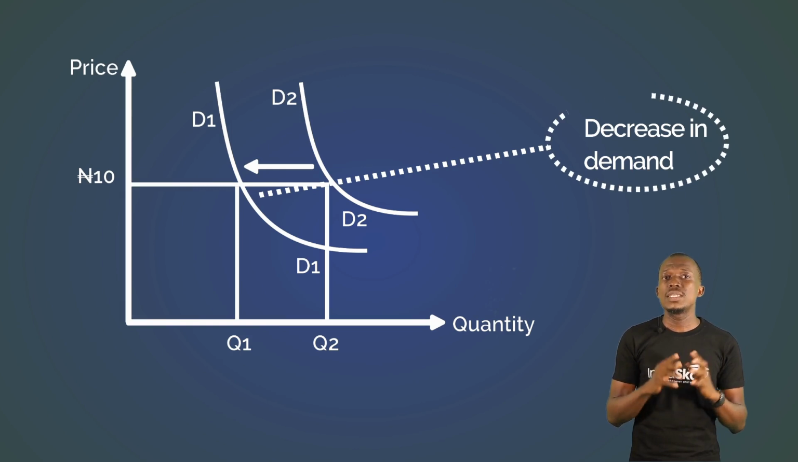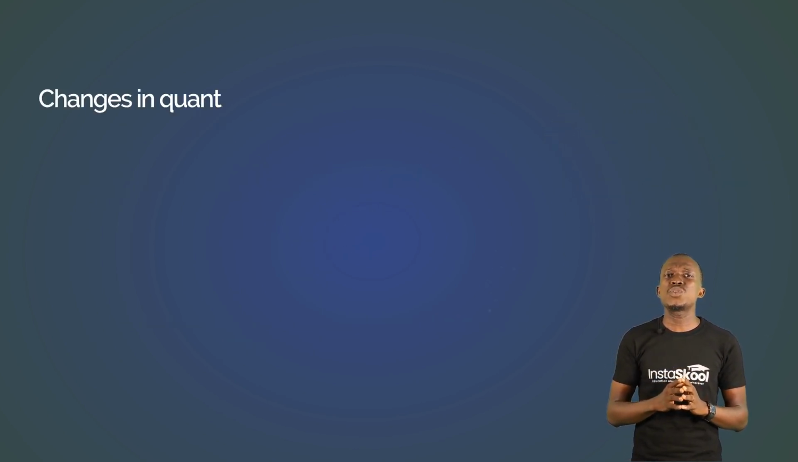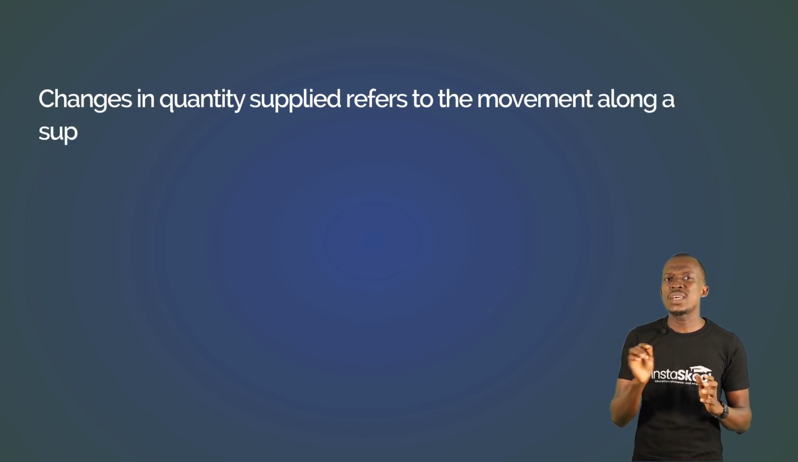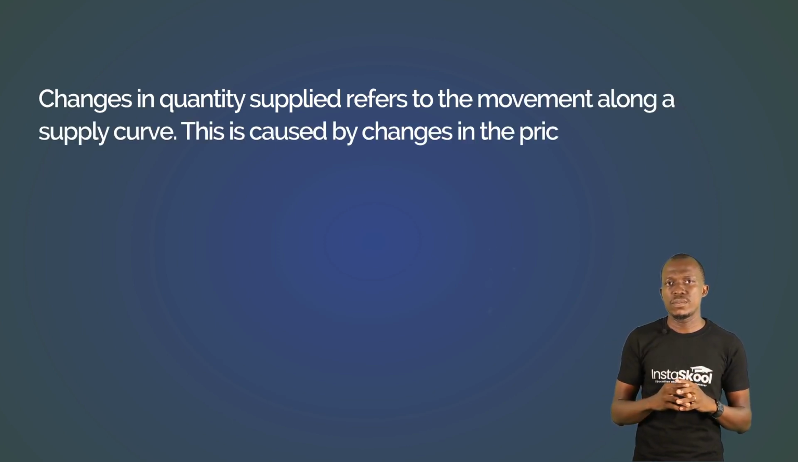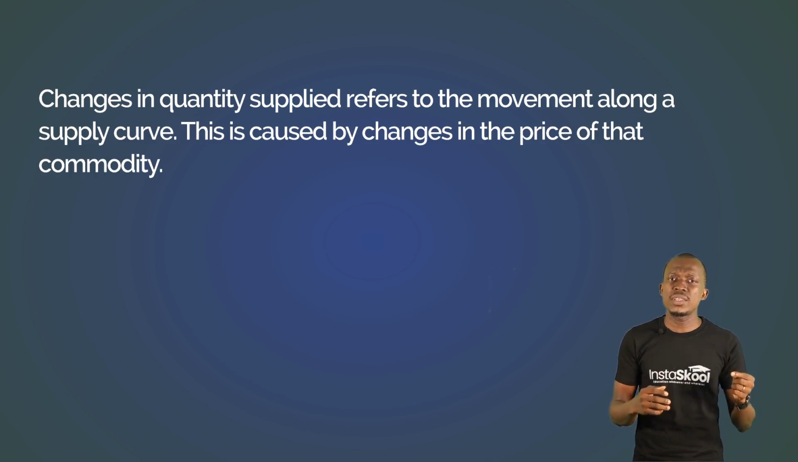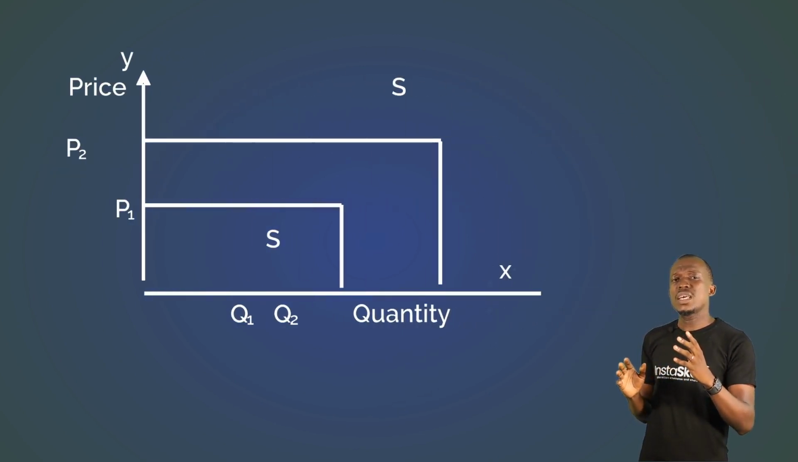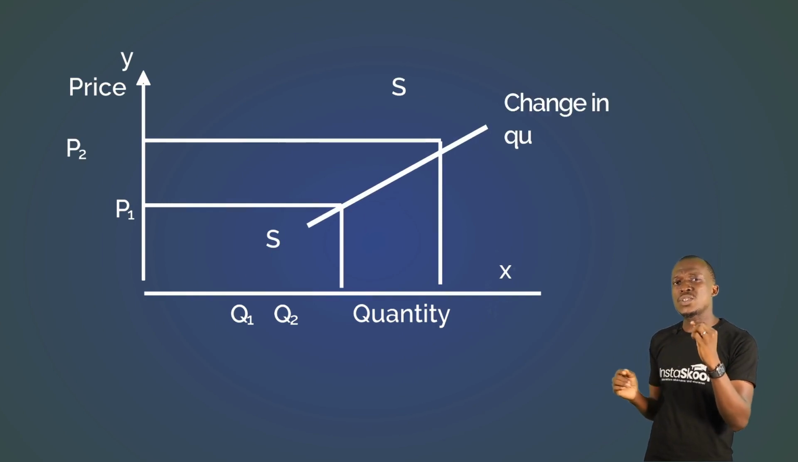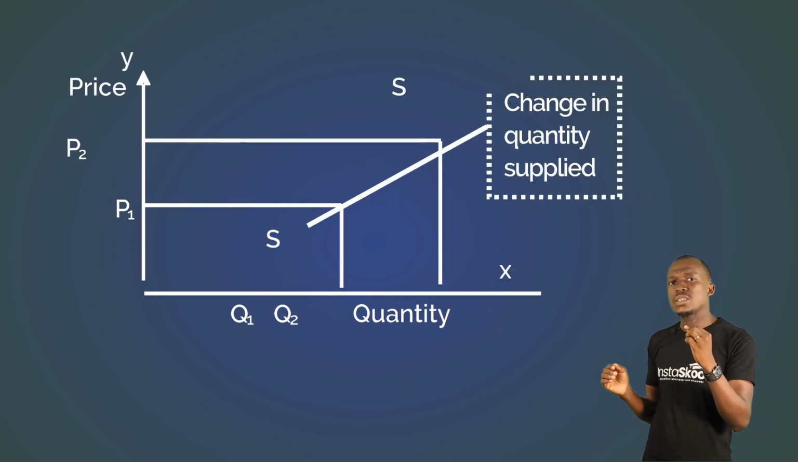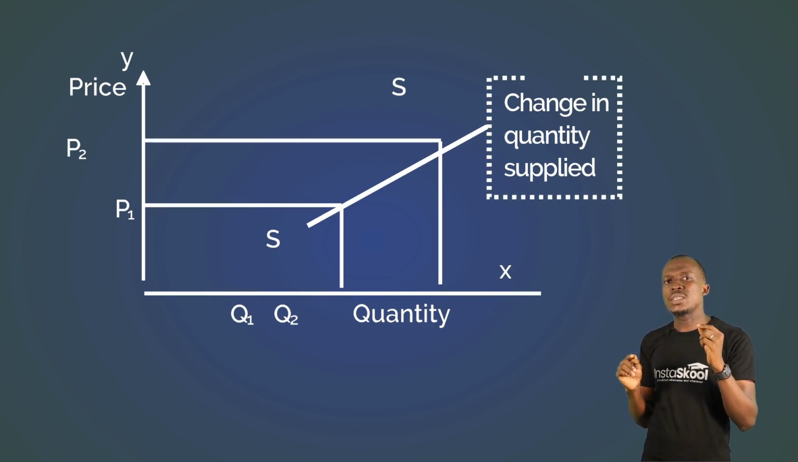Similarly, changes in quantity supplied refers to the movement along a supply curve, and this is caused by changes in price of that commodity. In this diagram, the movement along the supply curve as price changes and the quantity supplied adjusts refers to the changes in quantity supplied.